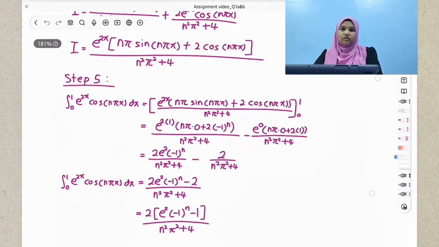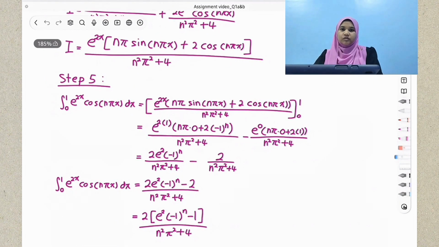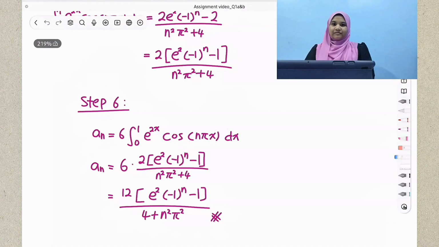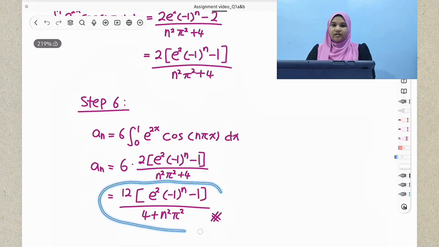Evaluating from 0 to 1. At x equal to 1, we get 2 e squared times negative 1 to the power of n. At x equals 0, we get 2. Subtract, then multiply by the 6 outside. So, a_n equal 12 times e squared negative 1 to the power of n minus 1 over 4 plus n squared pi squared.